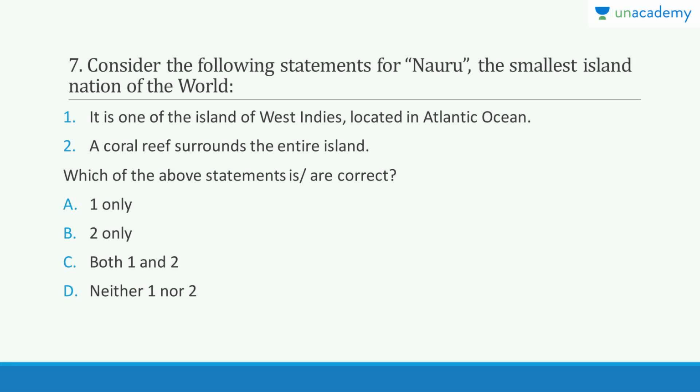Question number 7. Consider the following statements for Nauru, the smallest island nation of the world. It is one of the islands of West Indies located in Atlantic Ocean. This is wrong. This is absolutely wrong. It is in Pacific Oceania, Micronesian. It is just 42 kilometers south of the equator. The coral reefs surround the entire island. This is correct. So answer here is B, 2 only.